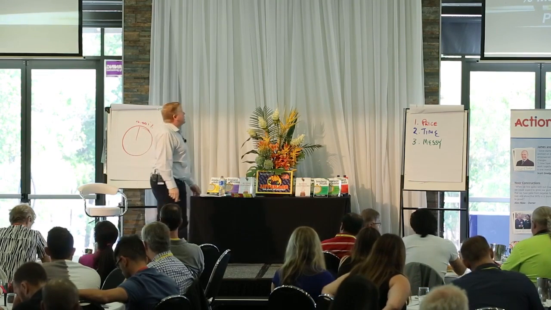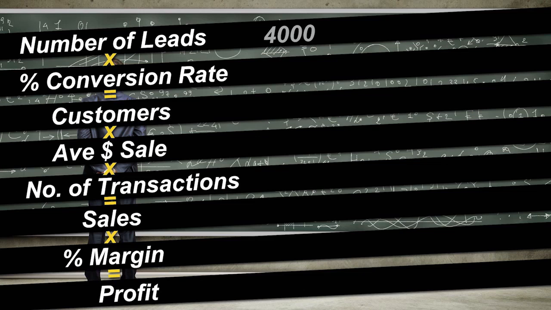So here we go. In this example, number of leads, I've got 4,000 leads. We're going to say my conversion rate is 25%. What that means is that I convert 1 in every 4 inquiries. 25%. How many customers do I have in this small business? 1,000. We're going to say that on average, each of these customers spends $100. Some spend 50, some 150, but we're going to say on average of everything in our business.